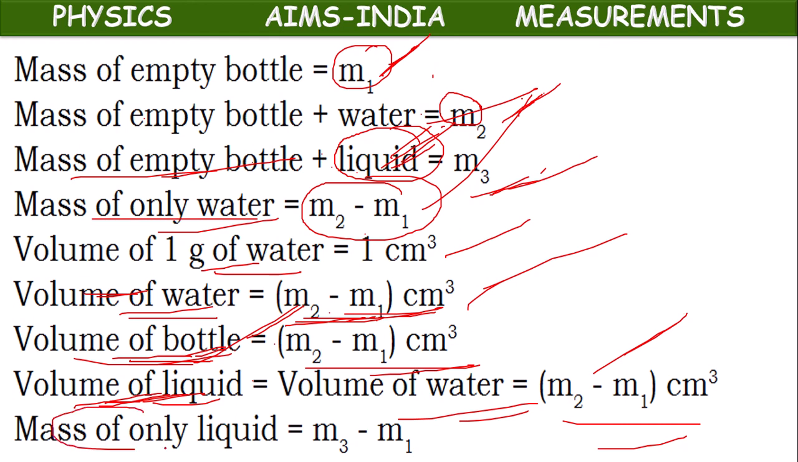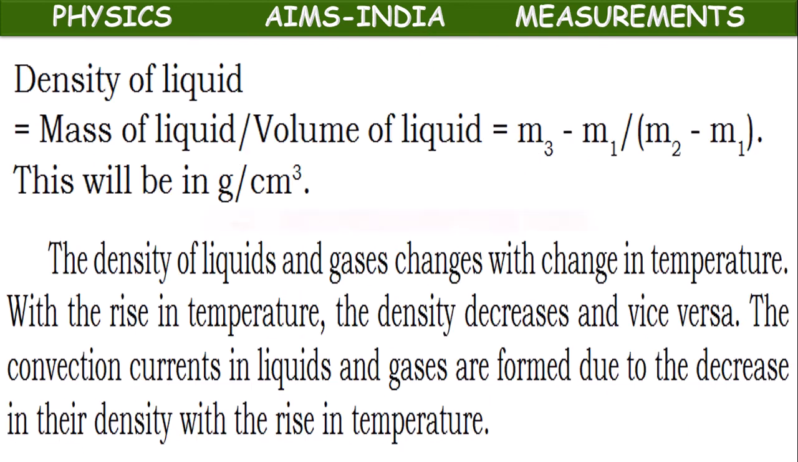Next one, what is the mass of only liquid? Mass of empty bottle plus liquid is M3. Empty bottle is M1. What is the mass of liquid? M3 minus M1. Like this we can write.